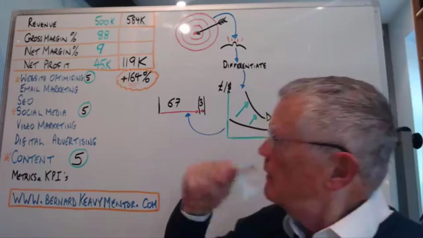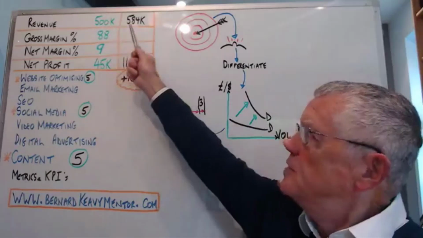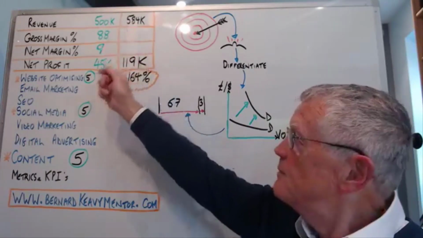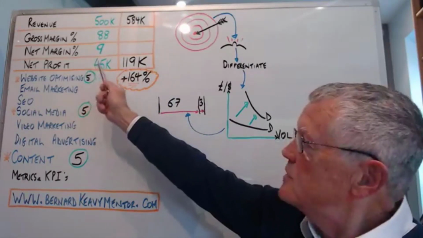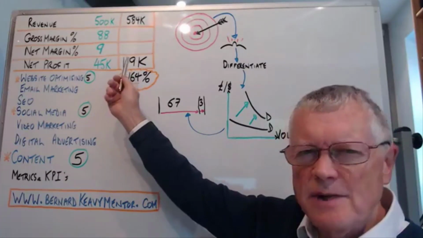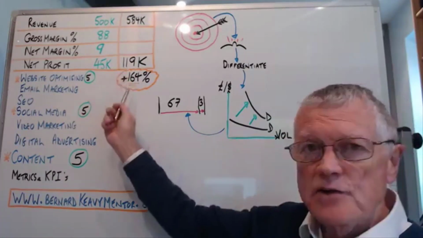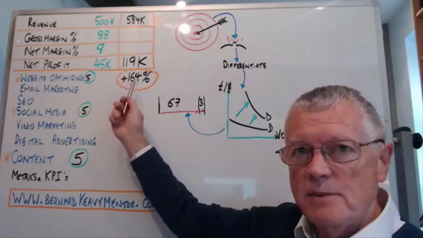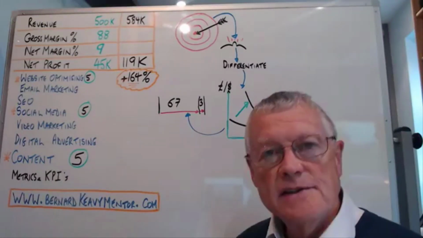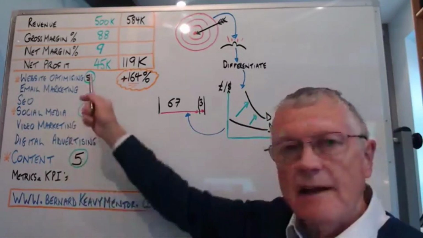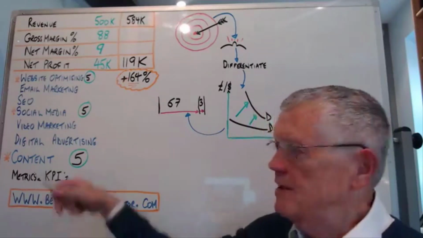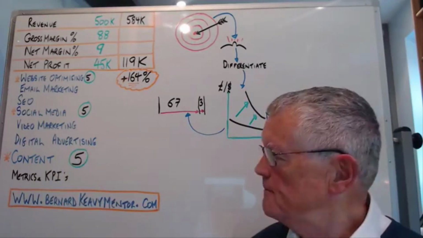What we found was that the revenue goes up from 500,000 to 584,000, and the bottom line net profit goes up from 45,000 to 119,000. I think it's about 74,000 more. It's a 164% increase on the bottom line just by making these 5% improvements. This algorithm program of ours will show you exactly what to do and how to do it, and I've got people in my team who can actually do these things for you if you're interested.